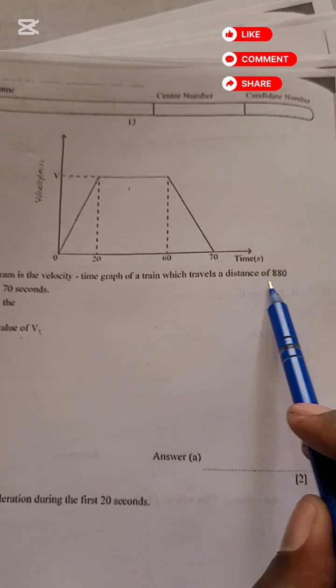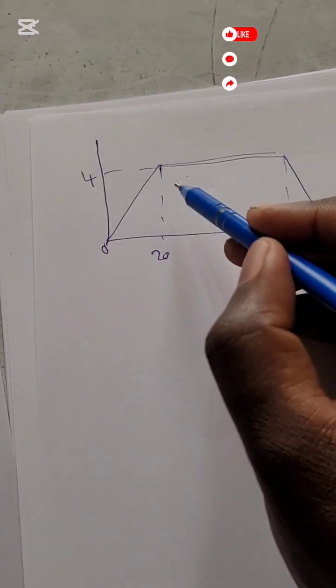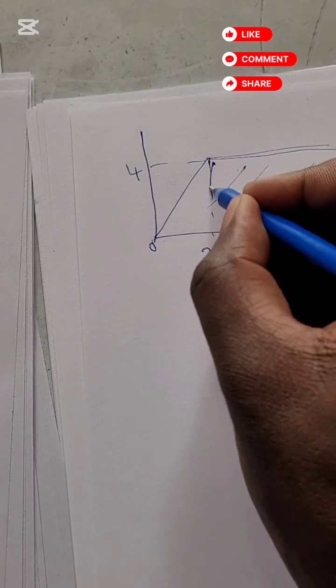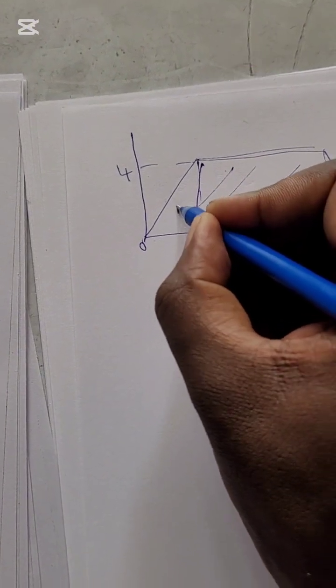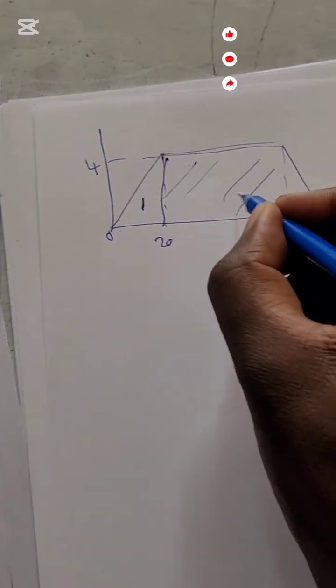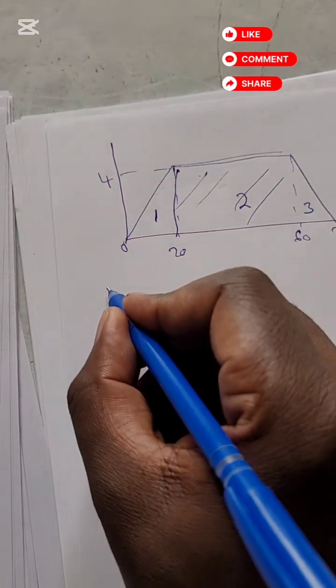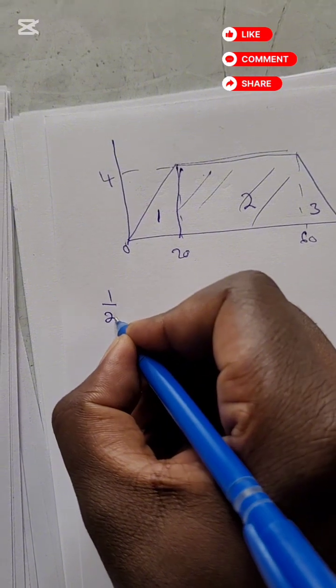We are given the total distance traveled. So distance is the area under the graph. So we can group it into shapes. This one is our first shape, which is a triangle. This one is our second shape. This one is our third shape. So the first shape is a triangle.